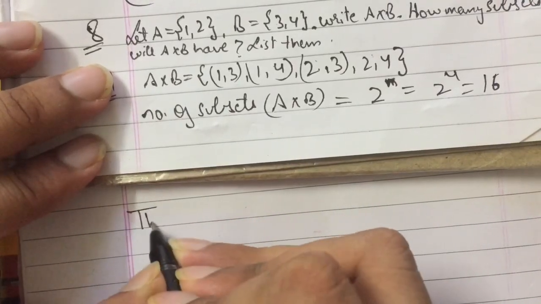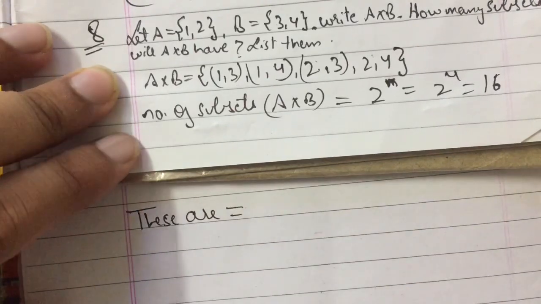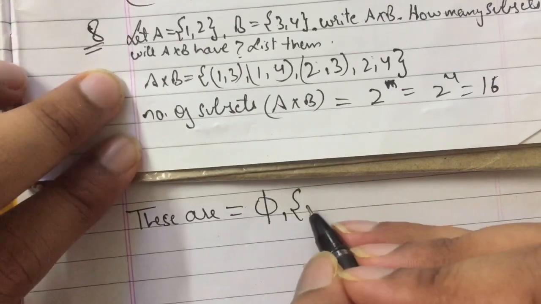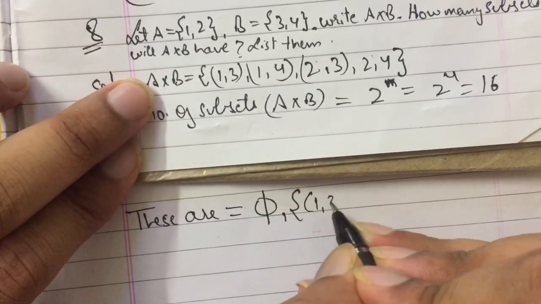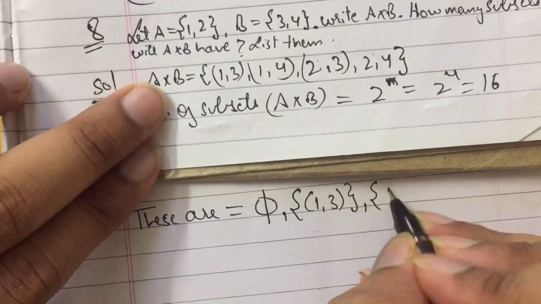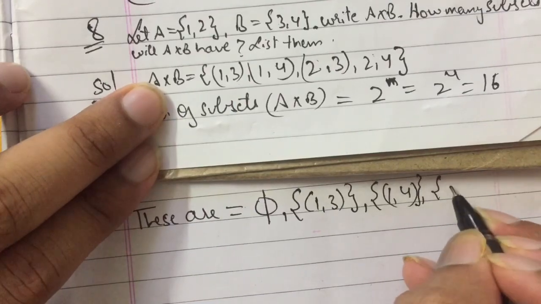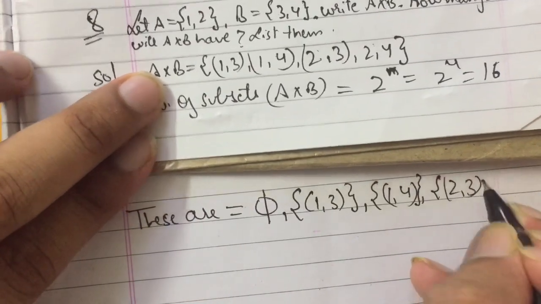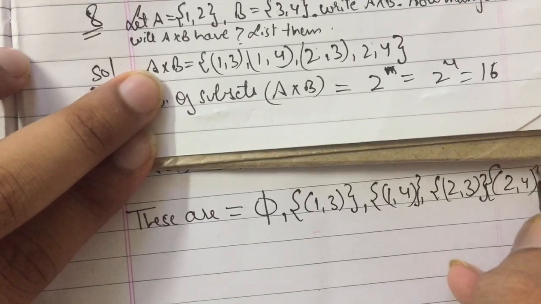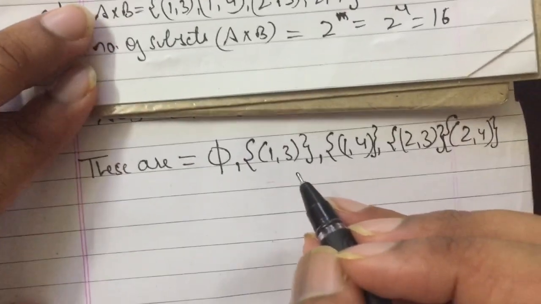These are the subsets we are talking about, so don't get confused. Firstly, the first subset is the empty set. Second, the set of the (1,3) element, right? Third, the set of the (1,4) element, right? Next, the (2,3) element set. Next, the (2,4) element set, right? So these are single-element sets we have taken.